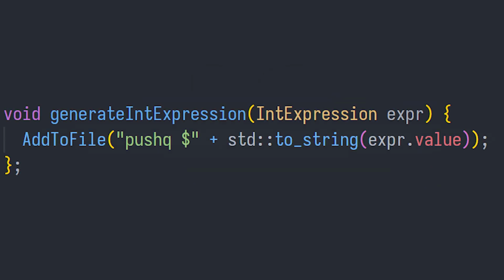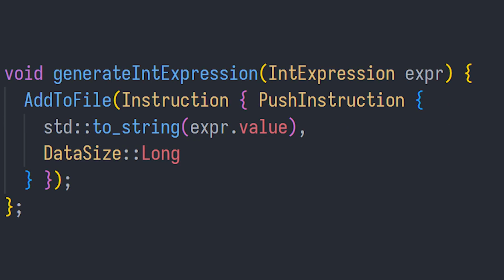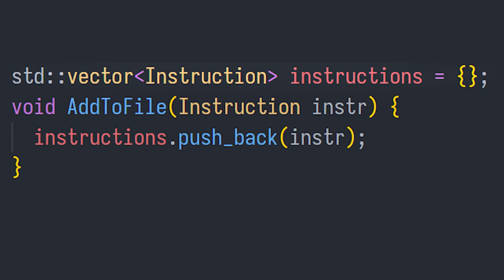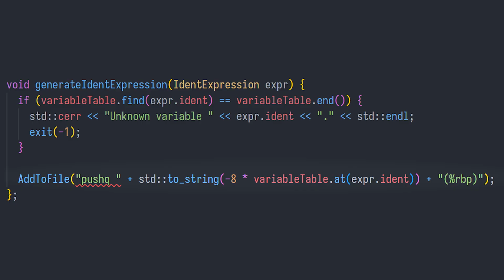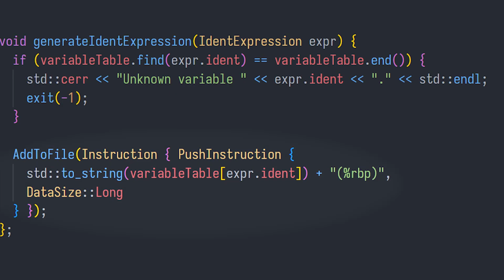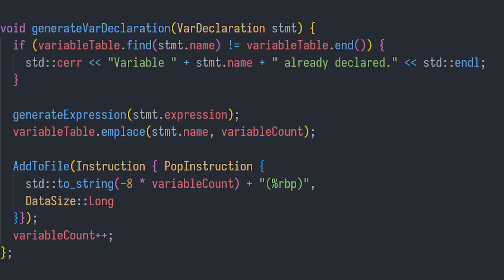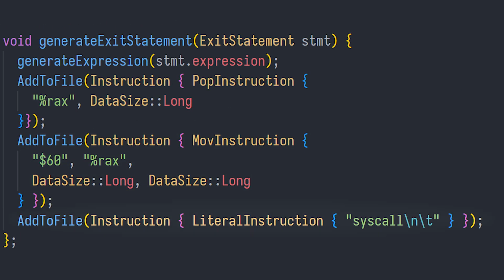Every time you have an add to file function or something like that, instead you should be pushing an instruction. We could put these instructions anywhere, but a C++ vector makes the most sense, as it is ordered and can contain many different kinds of instructions. Each pushq and then whatever could be replaced with a push instruction. Same thing for pop instruction, move, or all those other ones. If you have all of this handled, then you're ready for the next step.